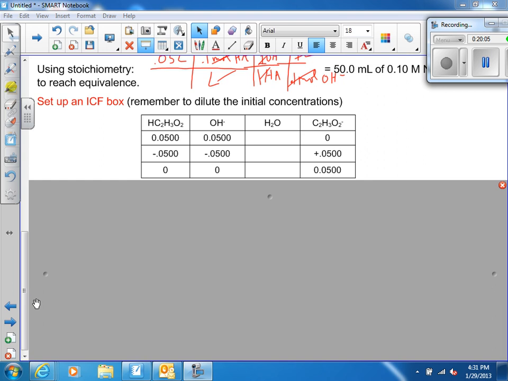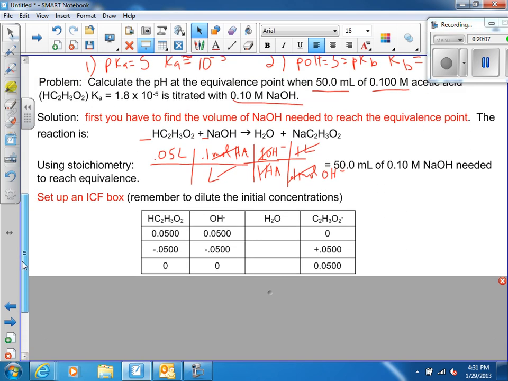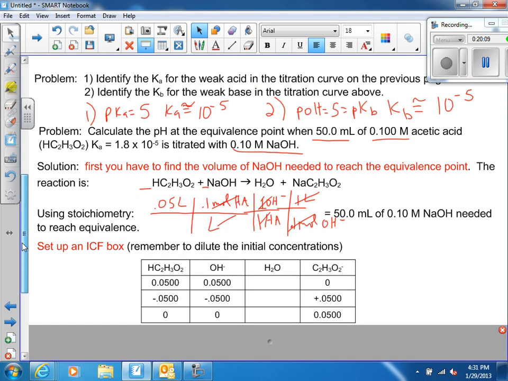Our initial concentrations got diluted by a factor of 2 because I have 50 milliliters of the acid and 50 milliliters of the base. They both started at 0.1. They're diluted by a factor of 2 because these are equal volumes. So my initial concentrations are 0.05. I see they're both limiting. That's the definition of equivalence point. Both chemicals will be limiting. So they both go down by 0.05. The acetate has to go up by 0.05.